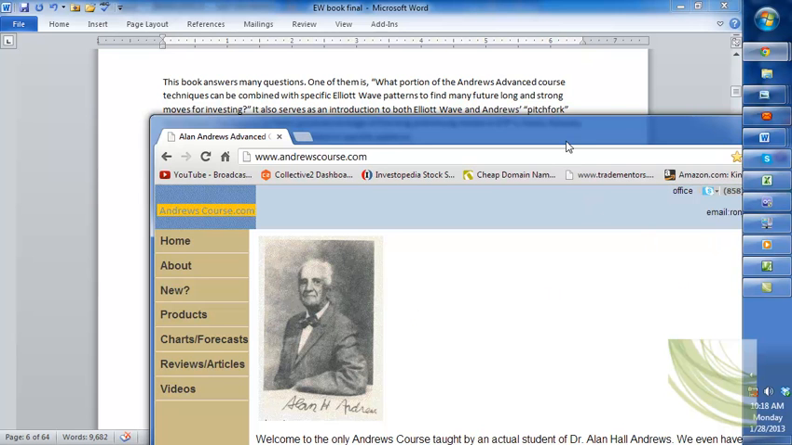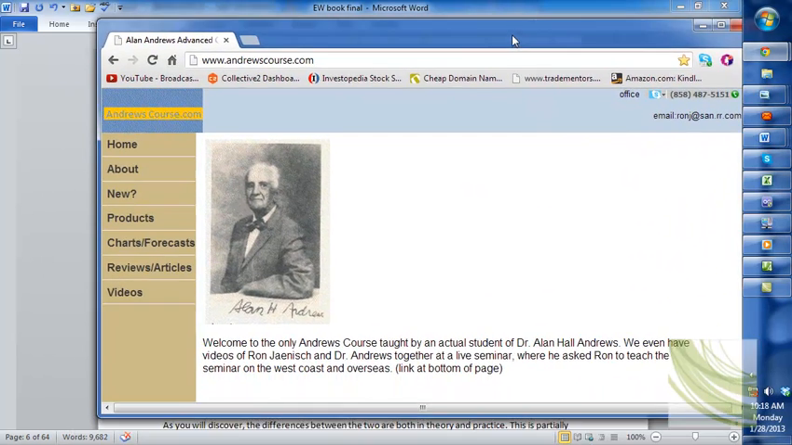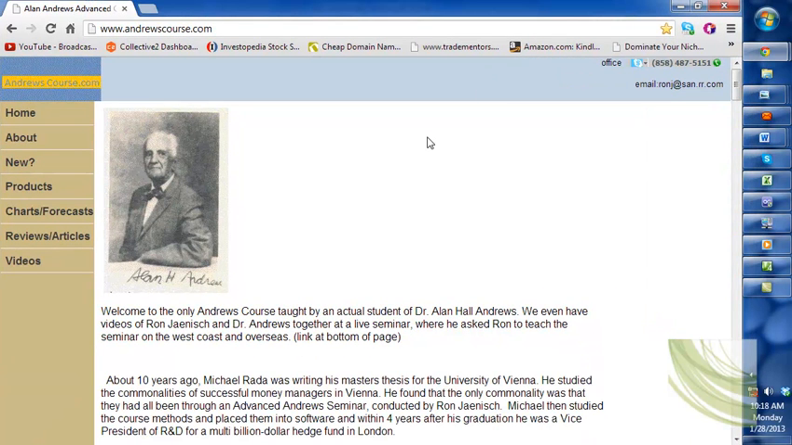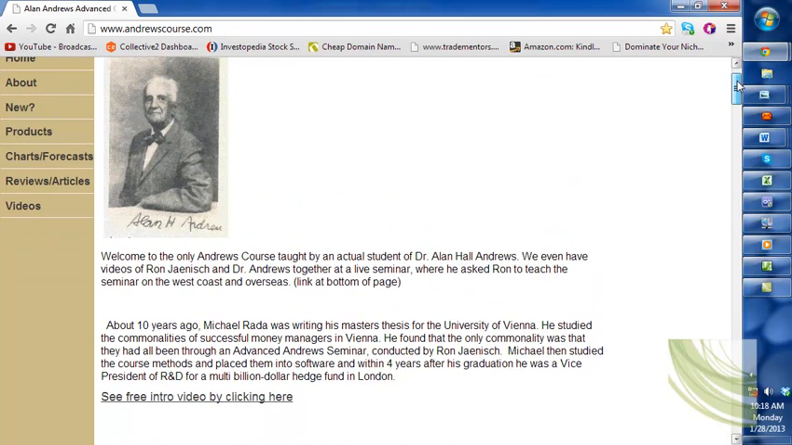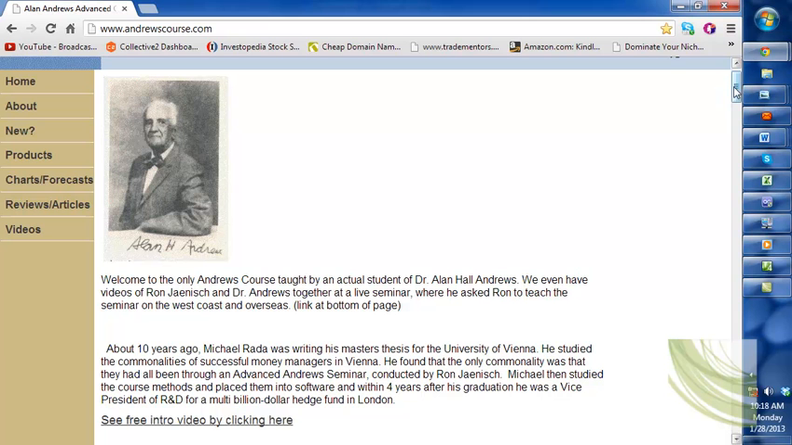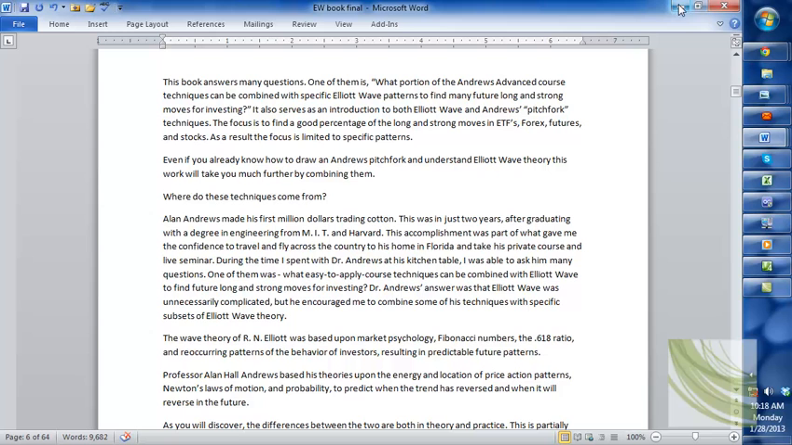Okay, and this is about what he looked like at the time. And there's some videos of me together with him at that time. And Andrews taught a certain way of doing things, and I looked at it and I said, gee, this could be combined with Elliott wave. And he went, that's too complicated. I said, well, let me see what I can do. And he says, yeah, you like doing research, go for it.